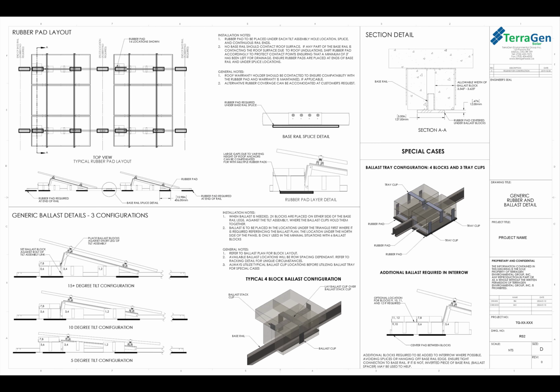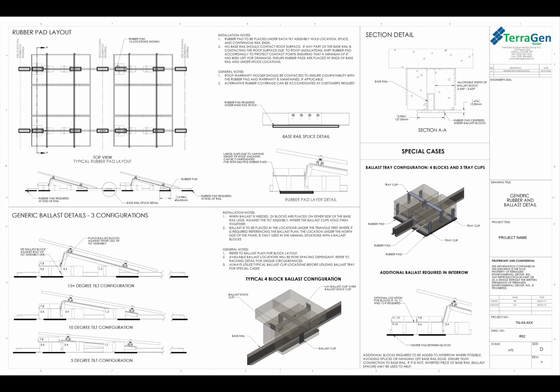Taking a look at the next page of the construction package, this is the generic rubber and ballast detail. Again, this page is generic to all TGR project packages. On this page, we will find the rubber pad layout and the ballast layout. First, looking at the rubber pad layout, there is a generic location for the rubber pads to be installed. This can vary based on the project.